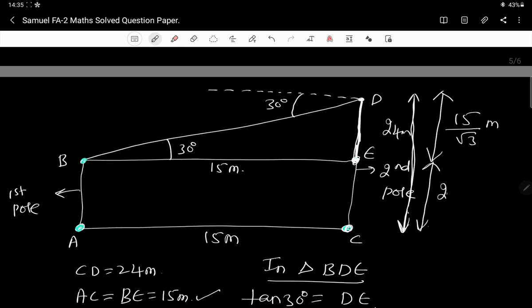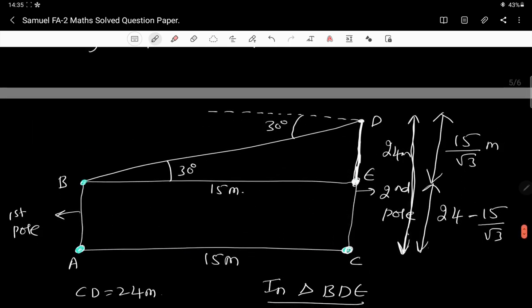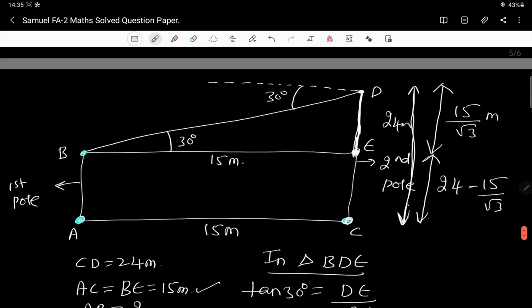So what is this value? This is going to be 24 minus 15 by root 3 meter. 24 minus 15 divided by root 3. Alright, so I am going to get that as EC. Okay, so look at that. EC is equal to what it becomes? It becomes CD minus ED.